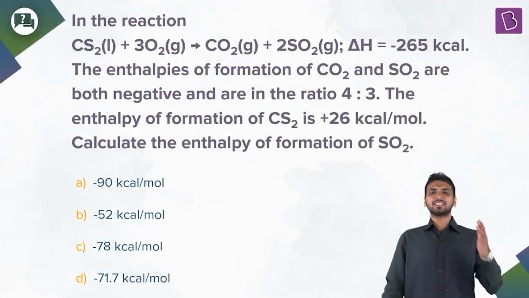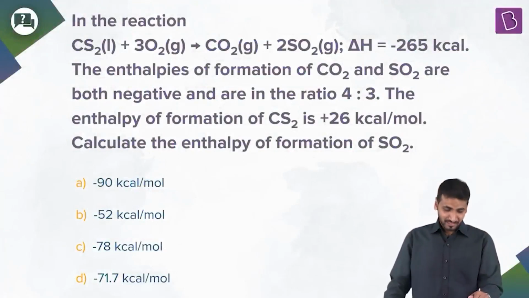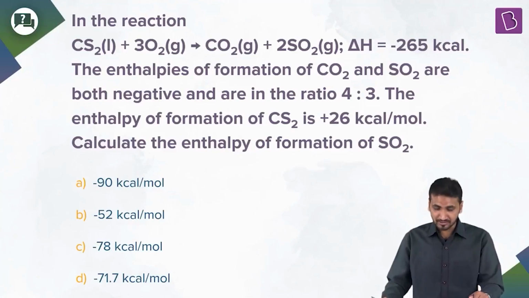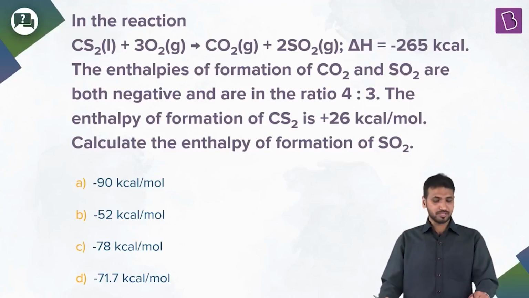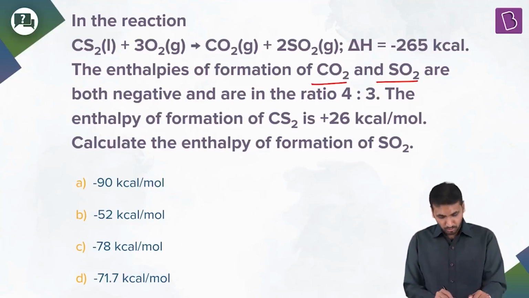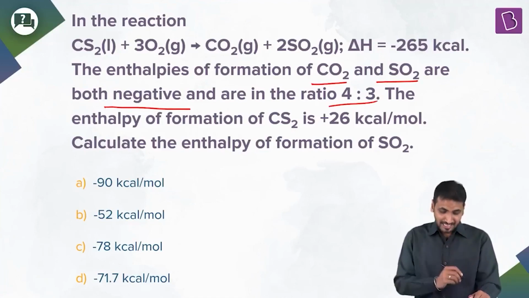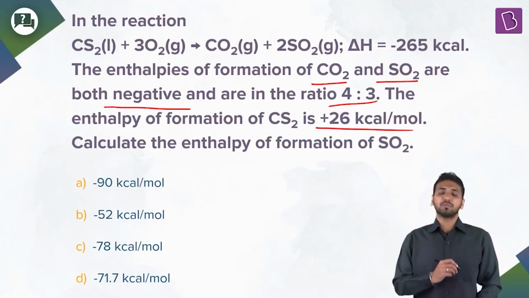Thank you. So here we have a question on enthalpy of formation, a very beautiful question. Let's see what the question says. In the reaction, CS2 liquid reacting with oxygen gas is forming CO2 gas and SO2 gas. The delta H for the reaction is minus 265 kilocalorie. The enthalpy of formation of CO2 and SO2 are both negative and are in the ratio 4:3.